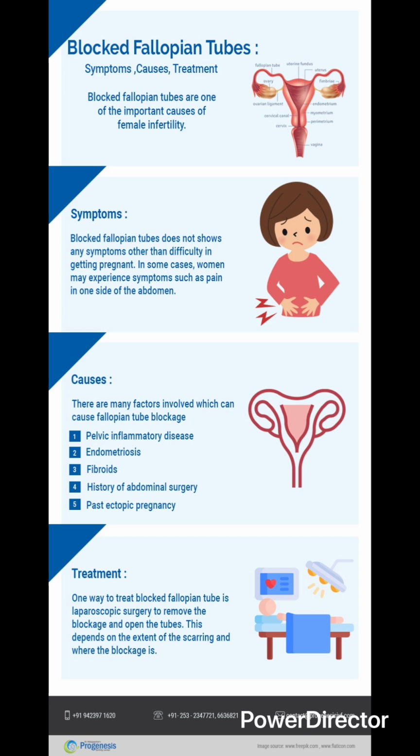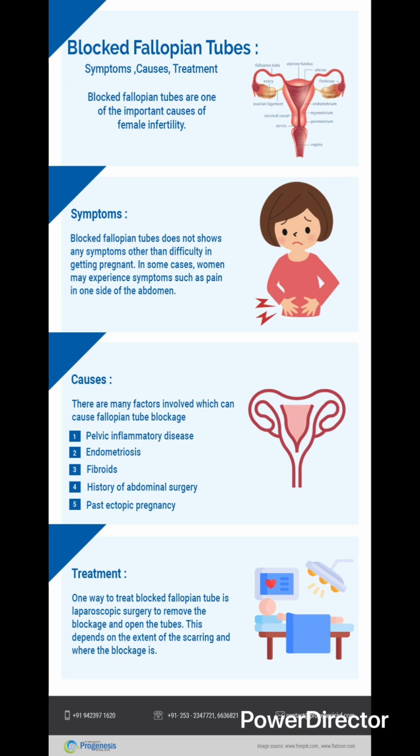What are the fallopian tube structural abnormalities? Congenital malformations, fibroids involving the tubes, paratubal cysts, isolated tubal torsion, and endosalpingiosis. All these can contribute to infertility by disrupting the normal tubal anatomy and function. Next, past ectopic pregnancy or tubal surgery. Previous ectopic pregnancy or surgeries like tubal ligation can damage tubal structure or function, leading to infertility.